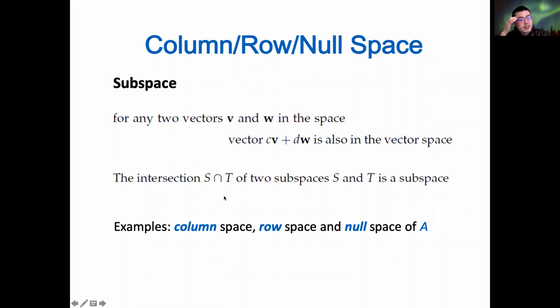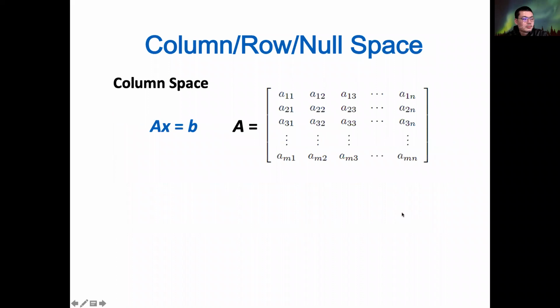And we will be particularly interested in three kinds of subspace relevant to a matrix. The first is called the row space. The second is called the column space. The third is called the null space. And again, if you have any question during the process, feel free to stop me. Okay. So firstly, let's look at the column space. What is a column space?